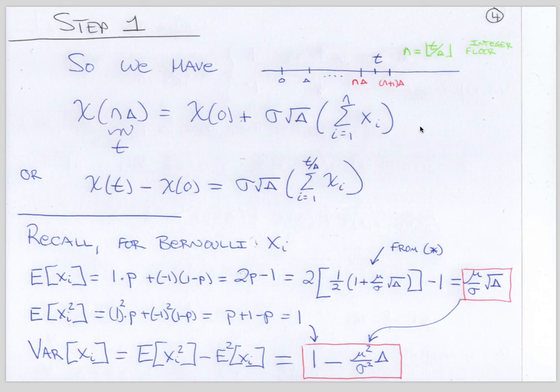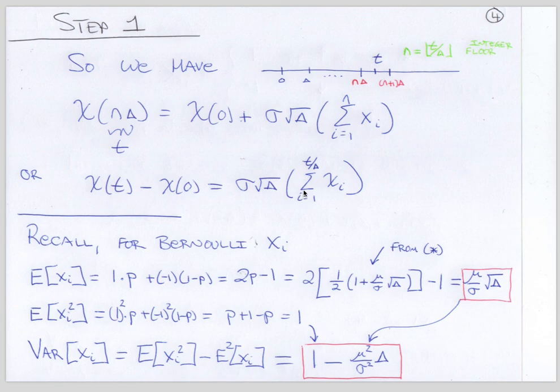So in shorthand notation, I've got the square root of delta back again. We can write x of t, let's say n delta, as the initial value plus sigma square root of delta times the sum of all those Bernoulli random variables. Now there are n of those, which we can also write as t divided by delta, as long as we remember we have to take the integer floor.